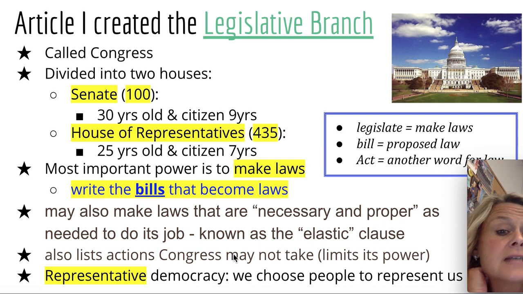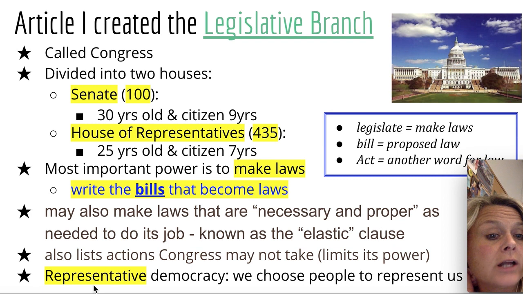Article 1 lists actions that the Congress may not do in addition to how you can become one. And it puts limits on its power as well. The legislative branch is a clear representation of representative democracy. We choose people to be our senators and members of the House of Representatives to represent us.